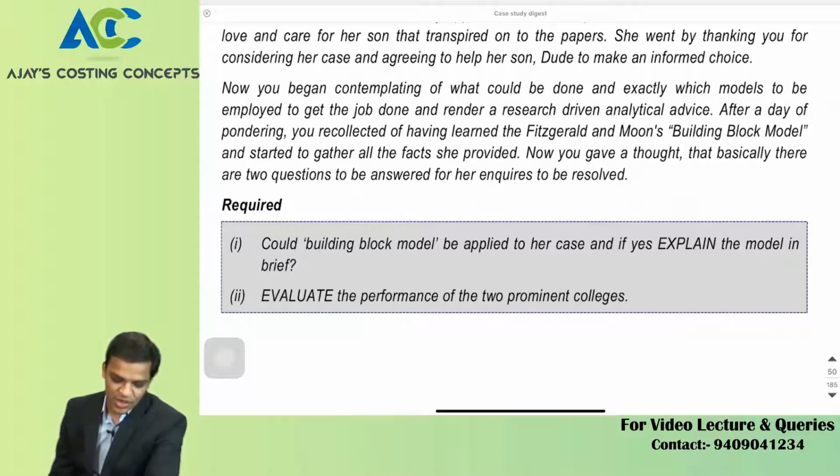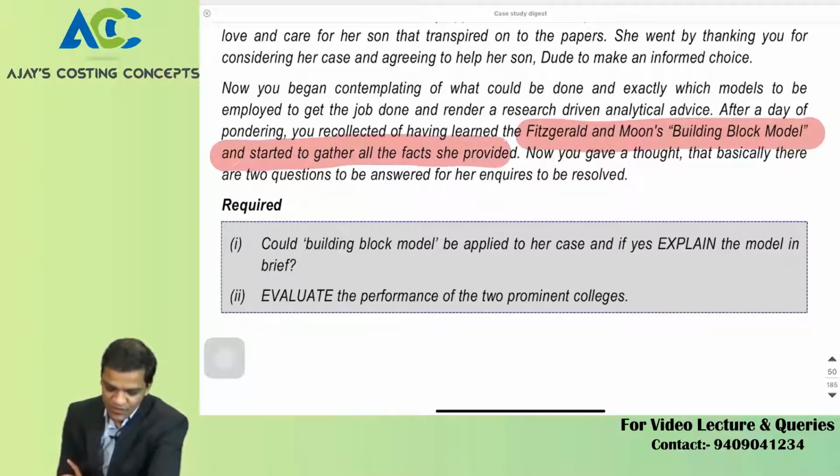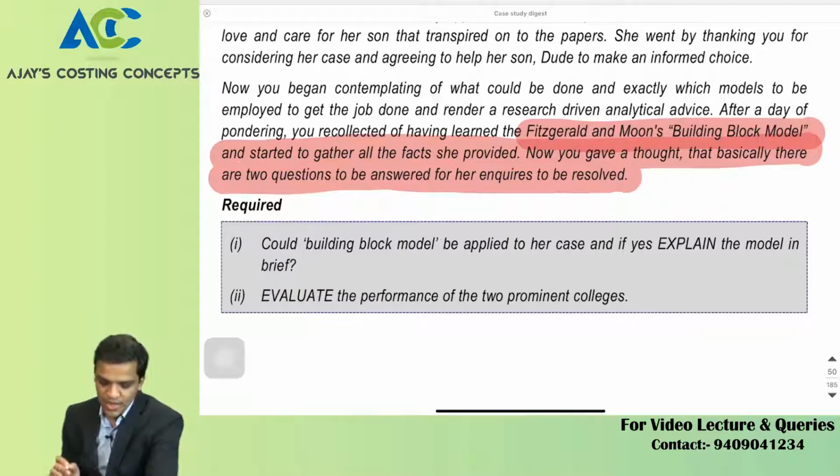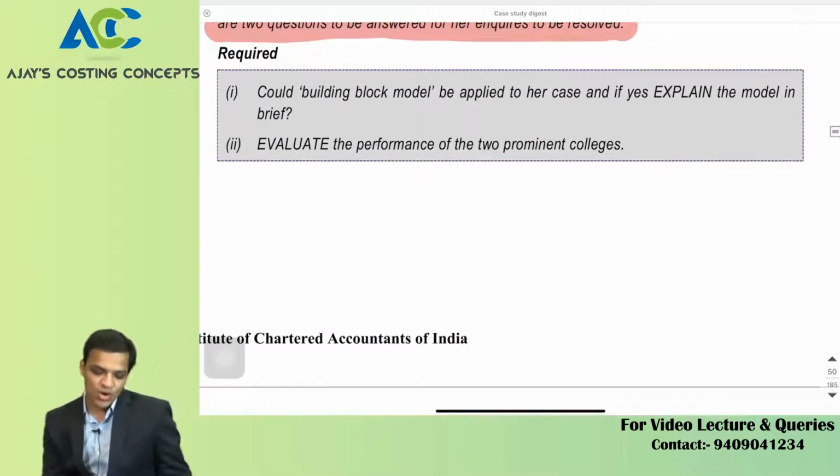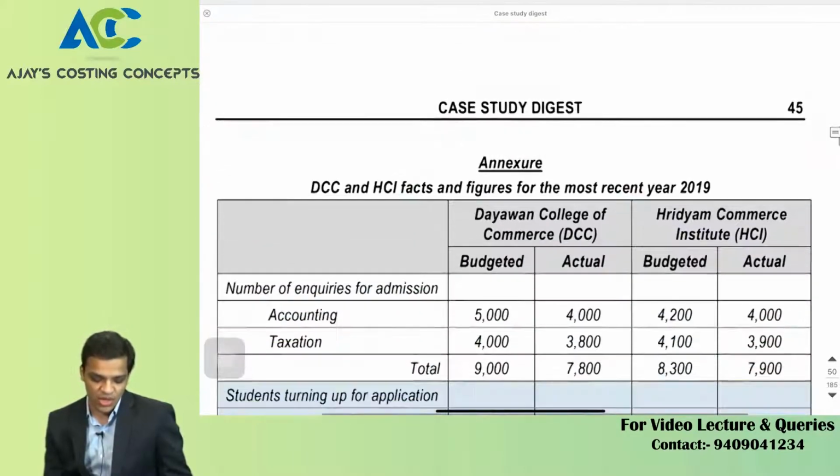After a day of pondering, you recollected Fitzgerald and Moon's building block model and started to gather all the facts she provided. Now you have a thought that there are two questions to be answered for her inquiries to be resolved. What are the two questions? Number one, could the building block model be applied in her case, and if yes, explain the model briefly and evaluate the performance of the two prominent colleges.